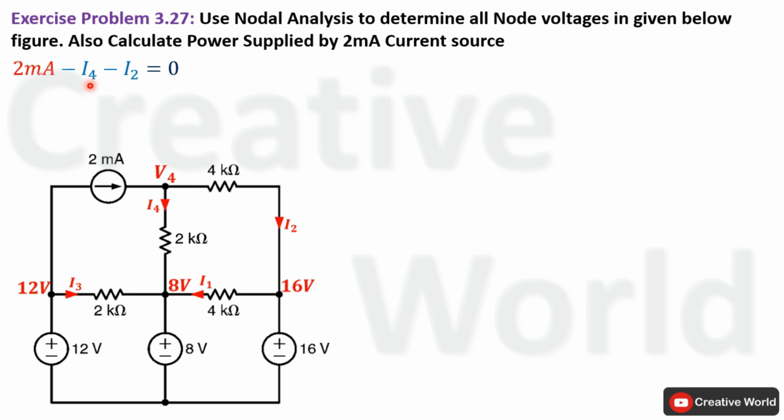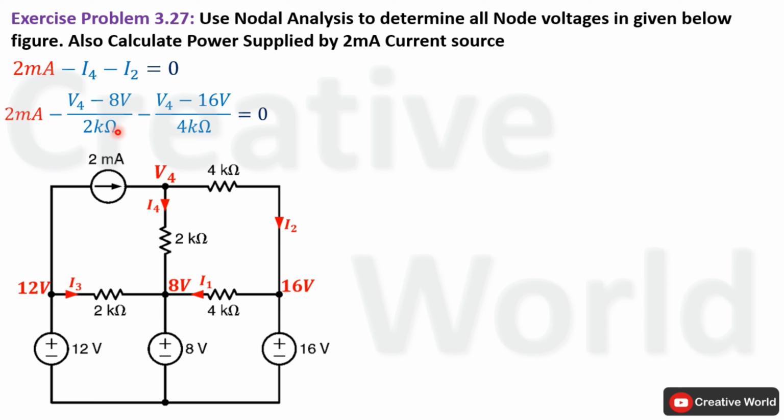Now we have to replace these two currents with their respective equations. Current I4 will be equal to the potential difference of these two node voltages divided by the value of resistance. And because the direction of current I4 is from node 4 to node 2, that's why we have subtracted this node voltage from V4. So current I4 will be equal to V4 minus 8 volt divided by 2 kilo ohm. Same case will be with I2. Current I2 will be equal to V4 minus 16 volt divided by 4 kilo ohm.